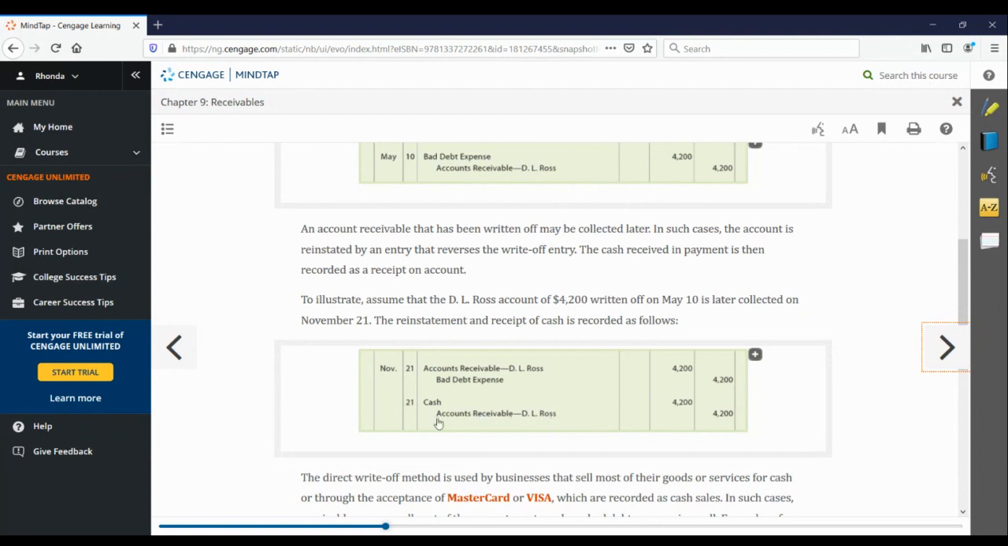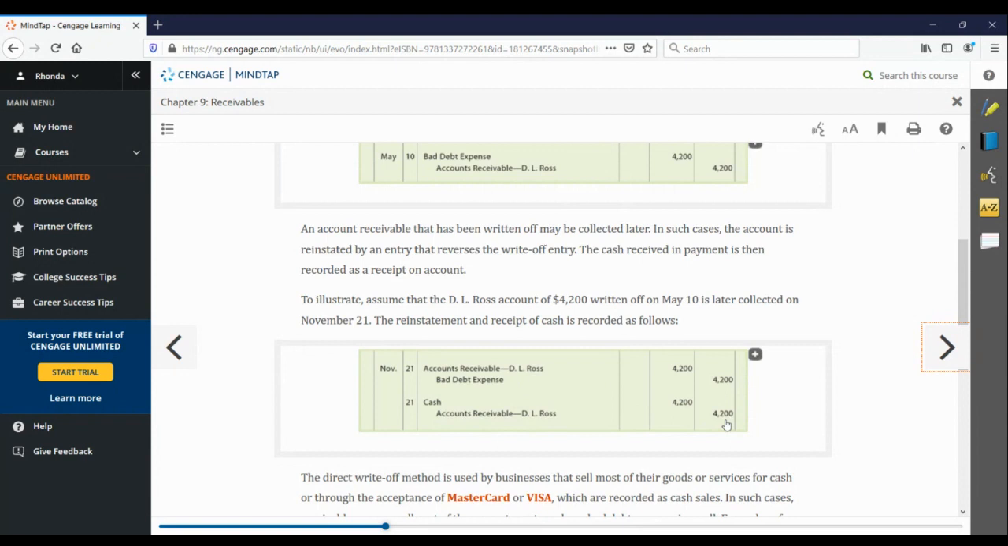The second journal entry will be for us to record the amount of cash that we have received from that customer. In this case, the customer, D.L. Ross, is paying us $4,200. Our cash account is increasing, so we would debit that on our journal, and then we would take the accounts receivable back off of our books by reducing it by $4,200.